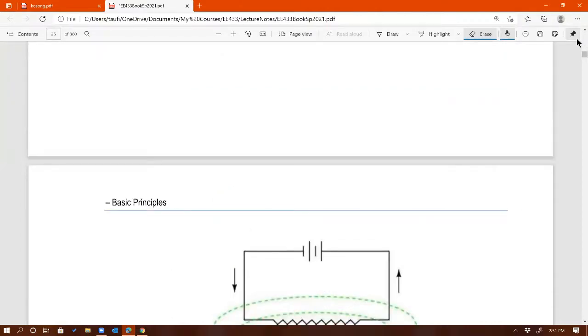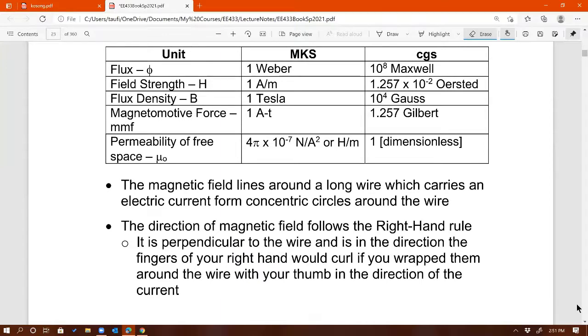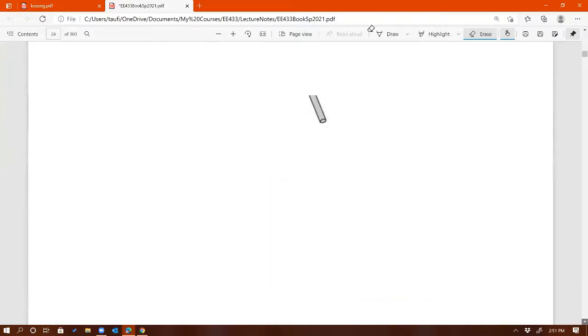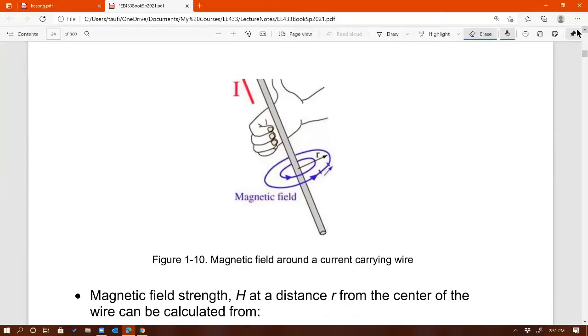Come on. Right. So right there, we already know this, right? Magnetic field around. Maybe I should use this. Maybe that's why it's jumping around.